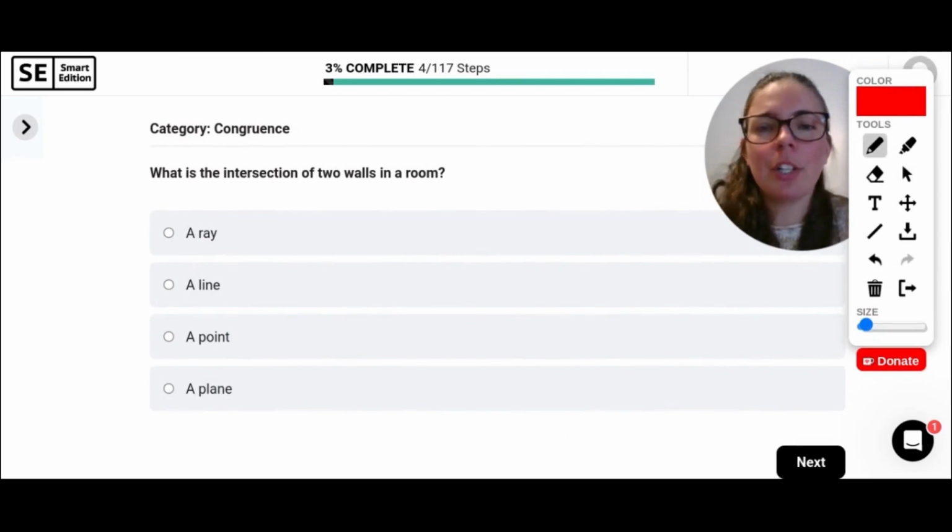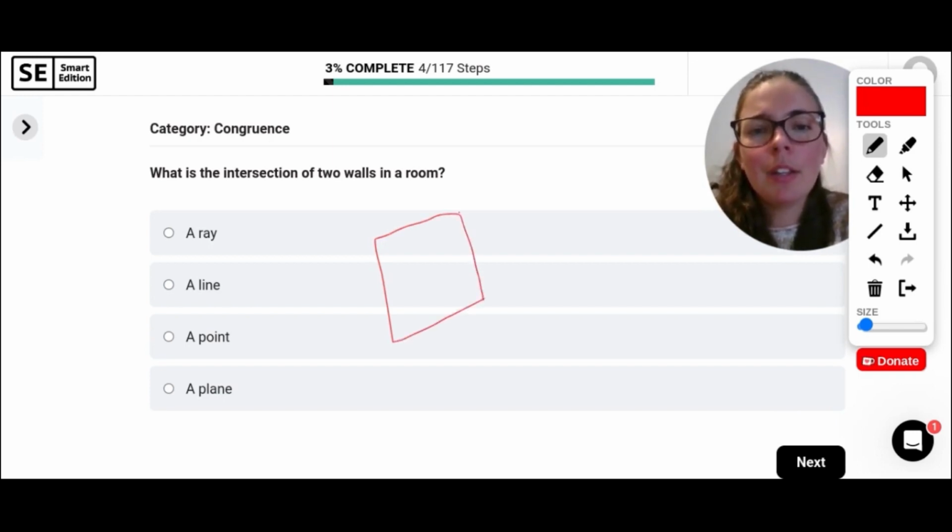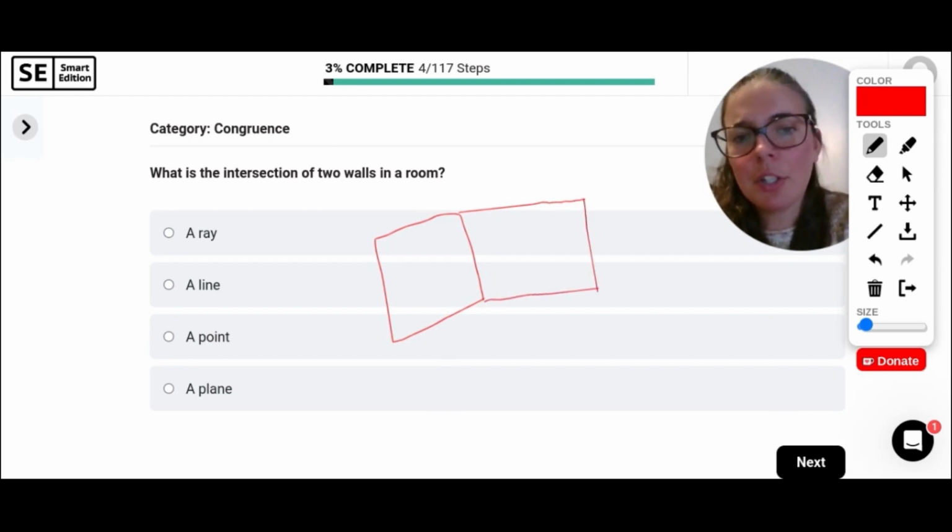What is the intersection of two walls in a room? So sometimes it can be helpful to draw a picture. So say we have a wall, and then there's another wall here. So the intersection would be this here. So which of our options best describes this intersection?